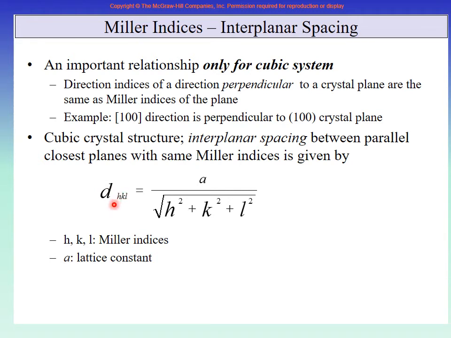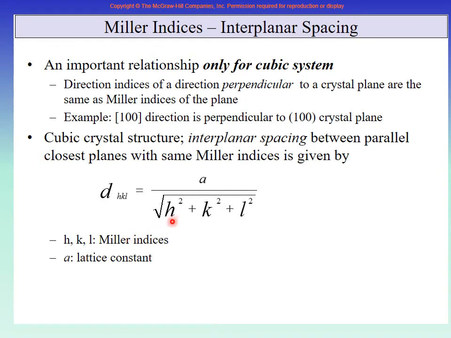These are the Miller indices. So if you have a cubic system, either BCC or FCC, it has a lattice size A, right? And HKL are the indices of the Miller plane. That is it. HKL are the Miller indices.